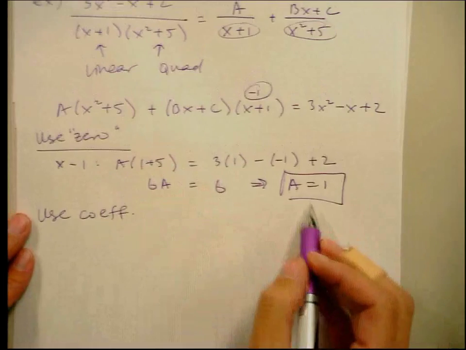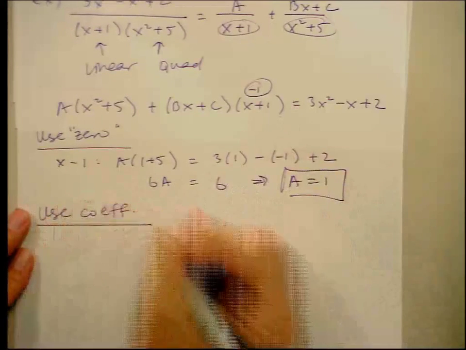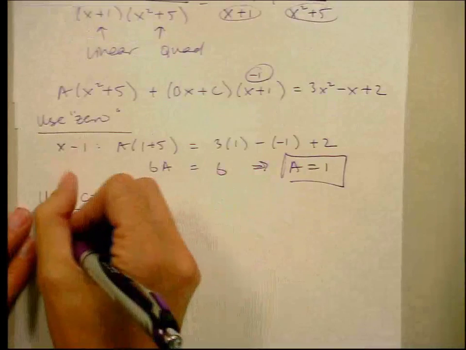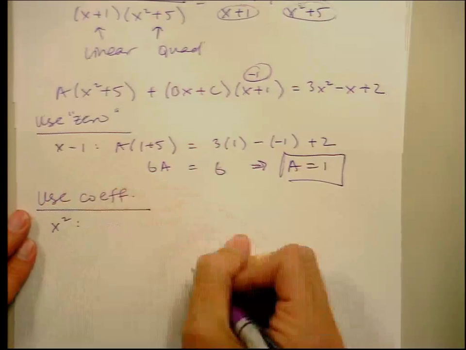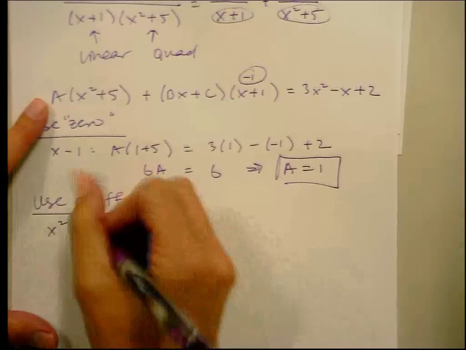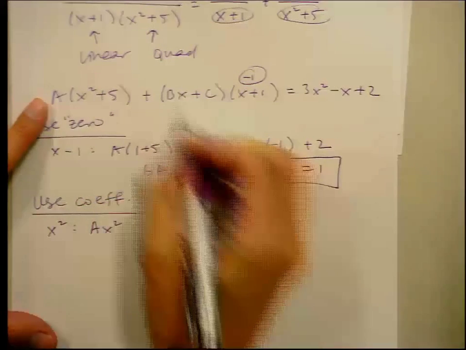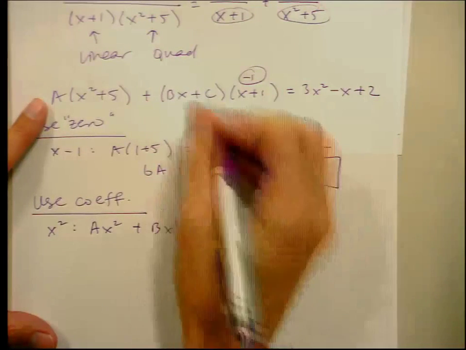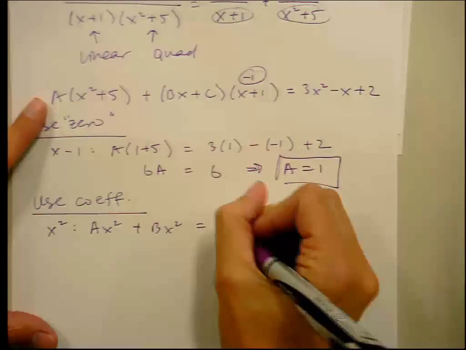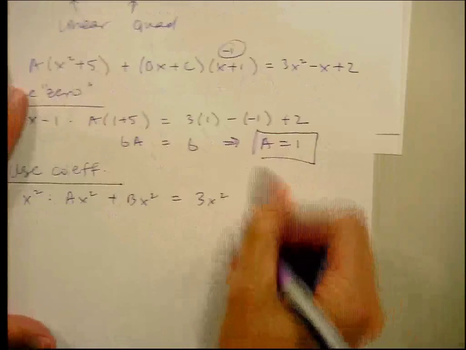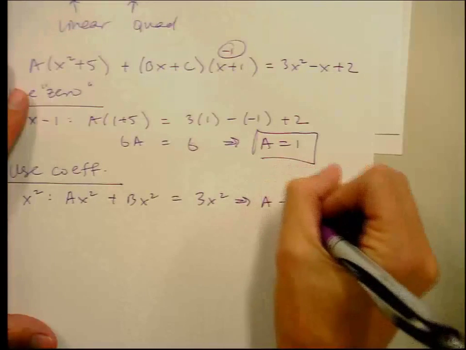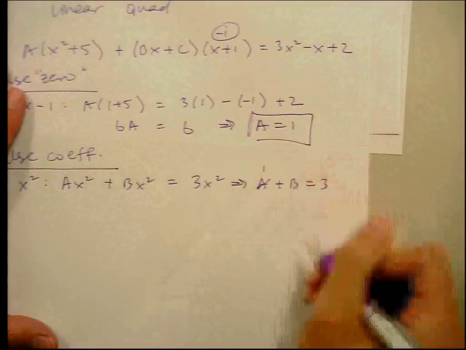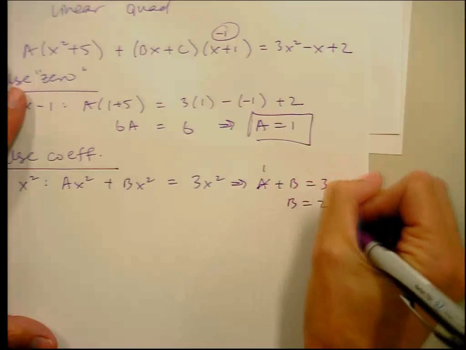I've got A, I need B and C. So B is attached to an x squared, so that'll find a B for me. Let's just start with x squared, finding all the x squareds on the left. There's an ax squared, there's going to be a bx squared. C won't give me an x squared, that needs to equal 3x squared. So this tells me A plus B equals 3, but I know that A is 1. So that means B is equal to 2.